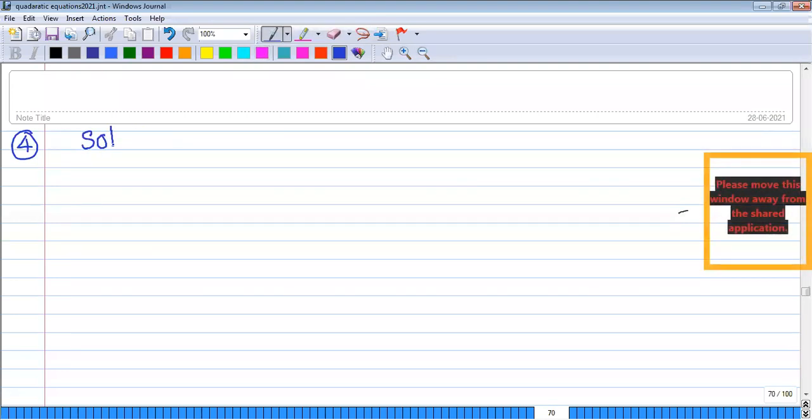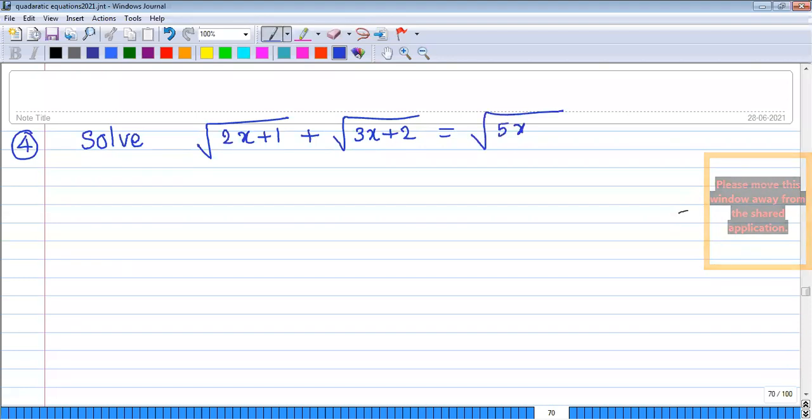Solve square root of 2x plus 1 plus square root of 3x plus 2 equals square root of 5x plus 3. Okay, solve this equation. Simple. Squaring on both sides, you will get the answer.